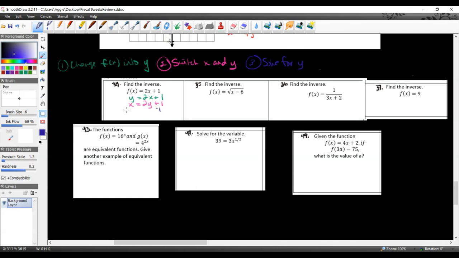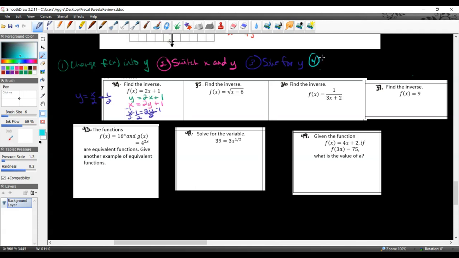We will subtract 1, subtract 1. That's going to be x minus 1 is equal to 2y. Divide everything by 2. So, and I'm out of room here, so I'm going to jump up here. So it's going to be y equals x over 2 minus 1 over 2. That's pretty much it. You can do one more step there.